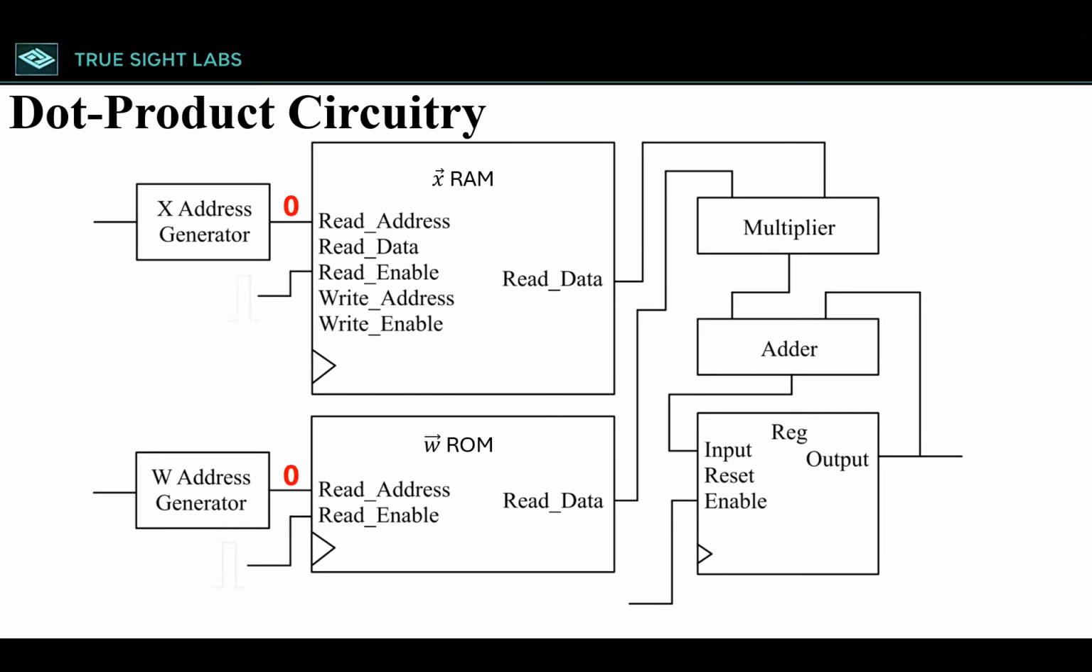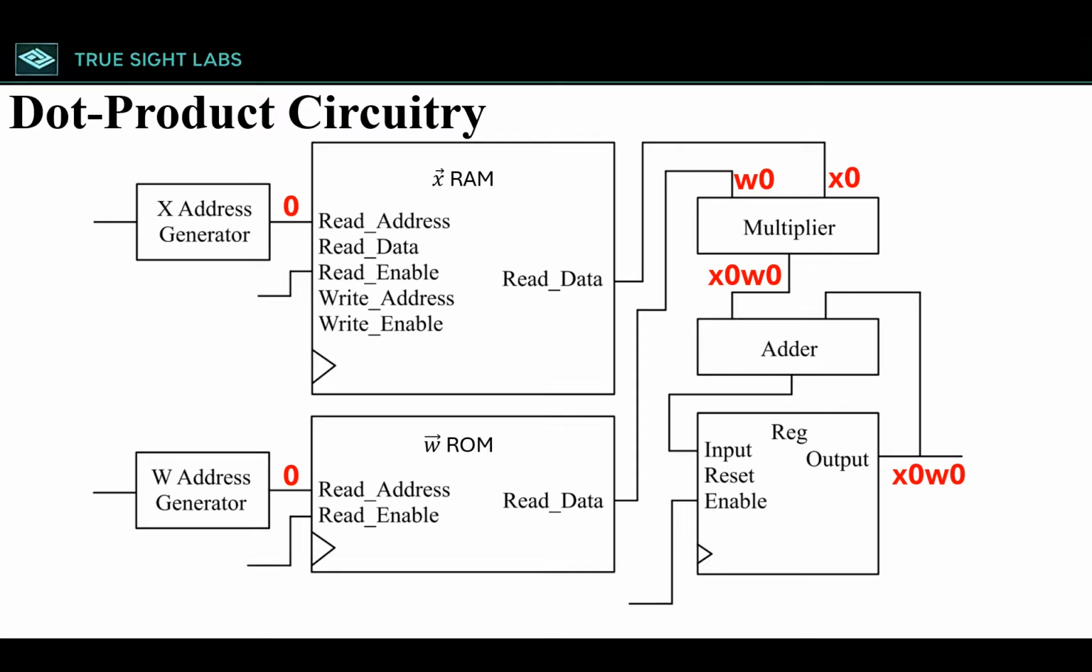Next, we pulse P2, which makes the XRAM and WROM output the values stored at address 0. Once those 2 values appear, the multiplier produces their product, and the adder adds that product to the current accumulator value. At the beginning, the accumulator register starts at 0, so the sum is just the product. Then we pulse P3, that stores the adder's result into the accumulation register.